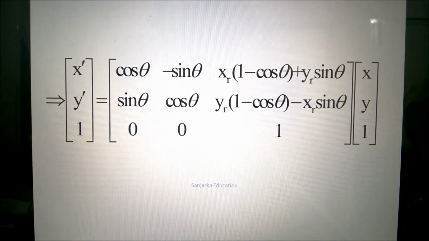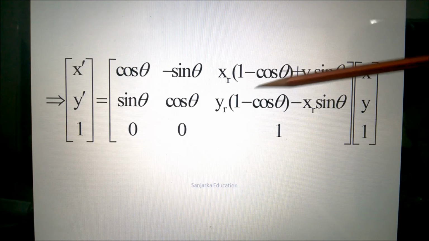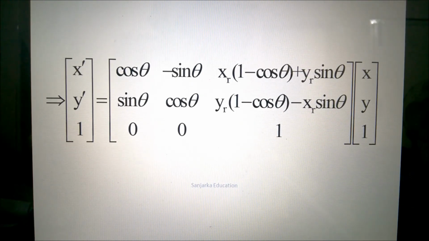Another important thing: what we got earlier for a pivot point in the equation will give exactly the same equation if we multiply these matrices. And that is a good point of the homogeneous coordinate transformation.